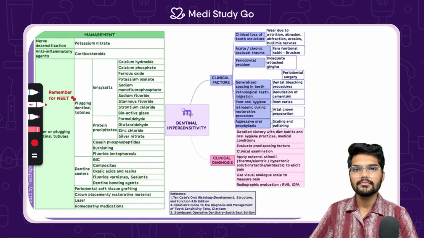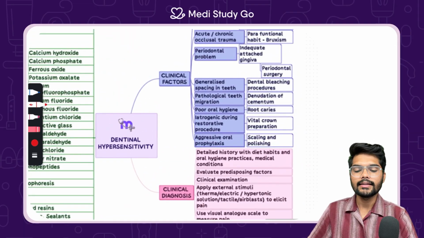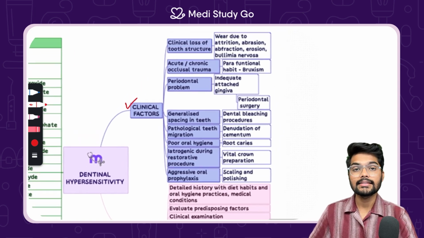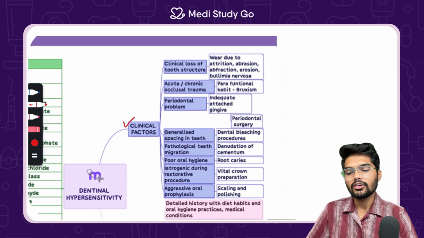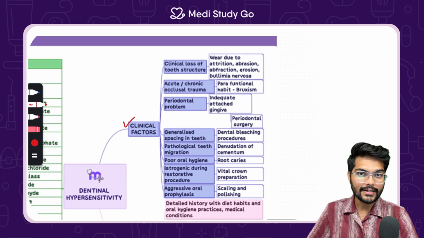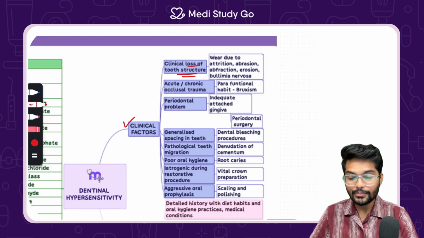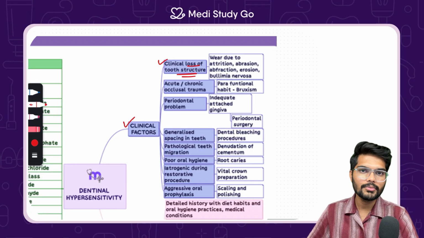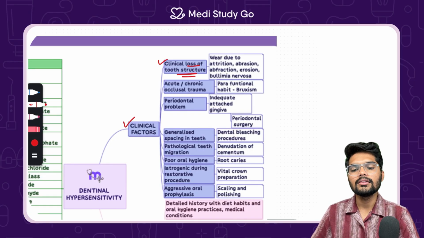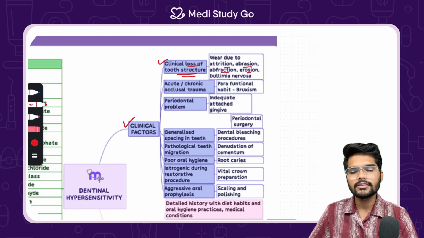conduction of pain. Coming to the next subtopic in this topic, the clinical factors. So the first one we have is clinical loss of tooth structure, which is the prerequisite for dentinal hypersensitivity. This loss of tooth structure can occur due to attrition, abrasion, abfraction, and all the other wasting diseases like we studied. Acute or chronic occlusal trauma.